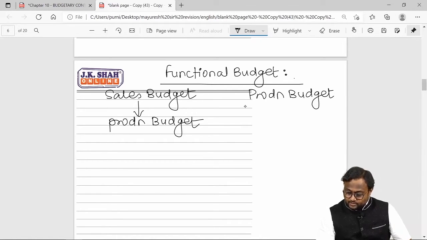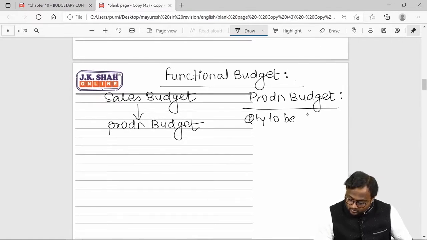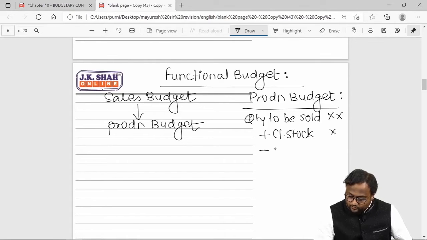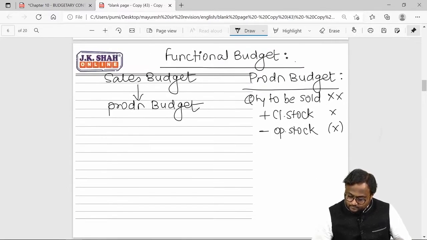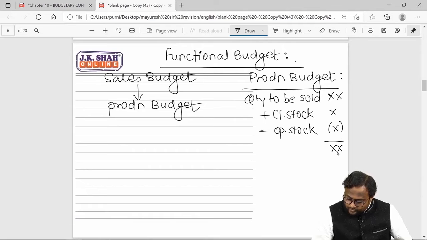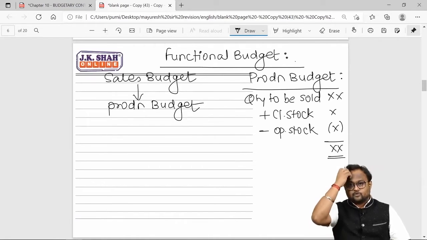Production budget calculation is very simple. Get your quantity to be sold, add closing stock of finished goods, subtract opening stock of finished goods, and you will be ready with quantity to be manufactured.